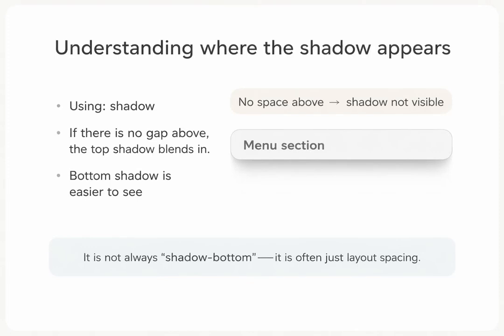A confusion comes up. Someone expects shadow on both top and bottom, but only sees it at the bottom. The explanation is visual. If the element is flush against something above it, there's no visible space for the top shadow to show. The shadow may still exist, but it blends into the adjacent area. The bottom shadow is more visible because there's open space below. So often, you don't need a special shadow bottom, you need spacing or separation to make the shadow visible.